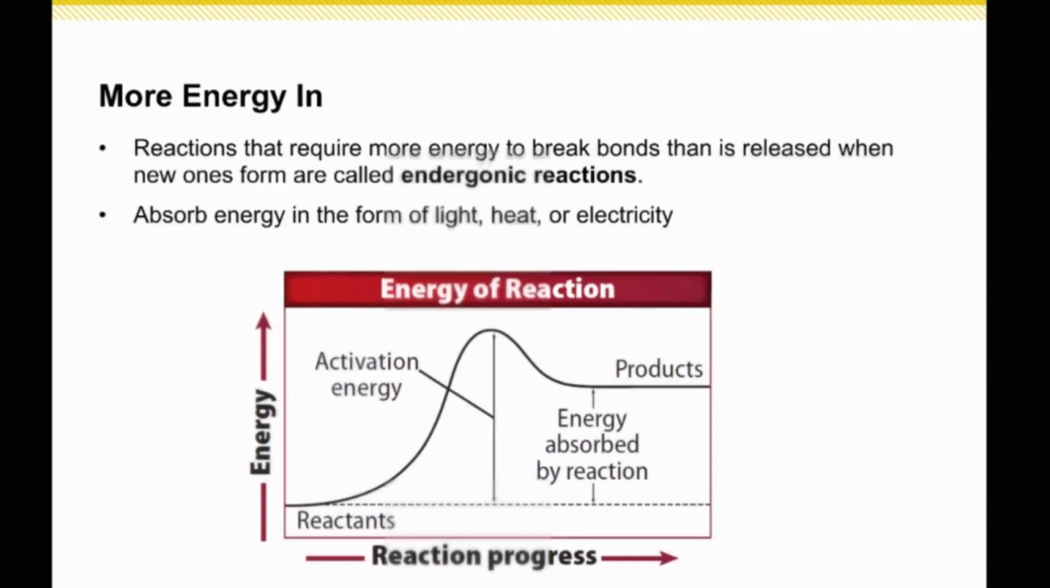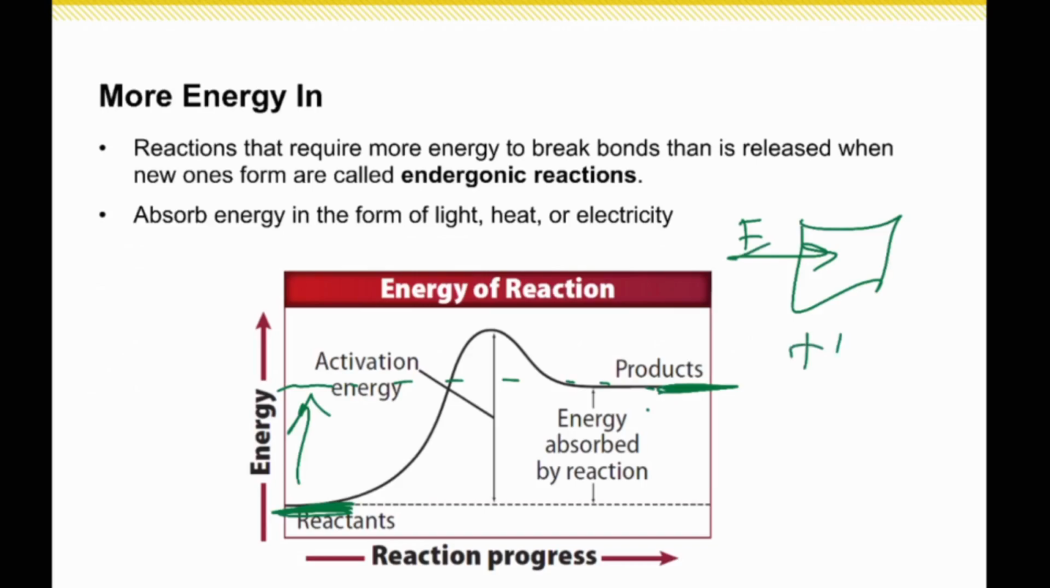So when energy is going in, it's a different story. This is our reaction coordinate diagram. Look at the reactants. They're starting down here, and look at the products. They're ending up here. So overall, we are gaining energy. If we're gaining energy, think about our box, energy is going into the system. So it's positive energy. Energy going into the system, we call it endergonic.